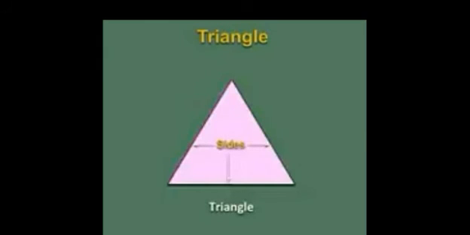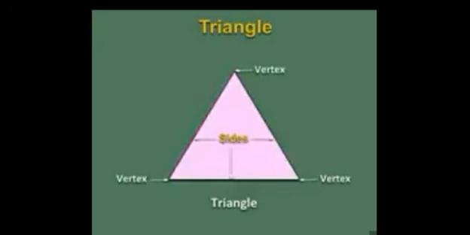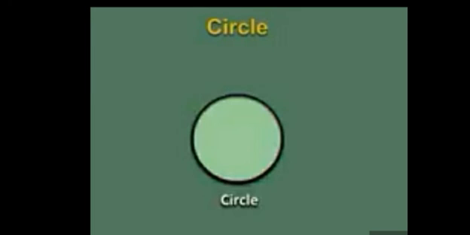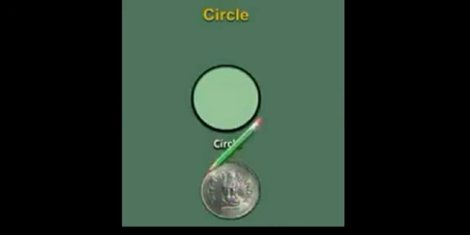Next shape is triangle. This is a triangle. A triangle has 3 sides. It has 3 vertices or corners. Next is circle. A circle has no vertex. It is a closed loop. It can be traced with a 1 rupee coin or a carom coin, etc.